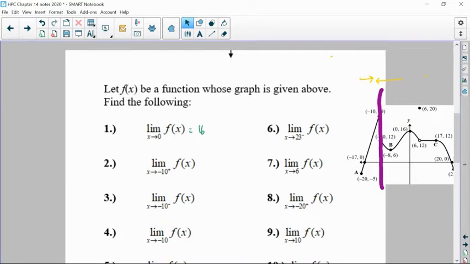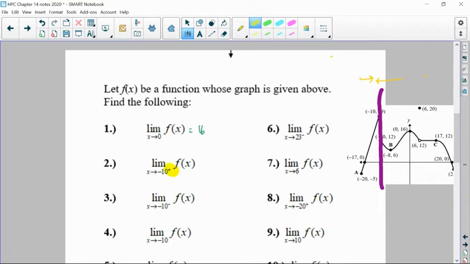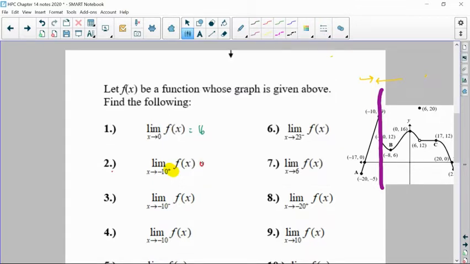But this limit focuses just on approaching it from the plus side, which means from the right, and only from the right. So the right side of it. And here's where sometimes students make a mistake. It's from the right, but you're moving at it leftward. You're coming from the right.